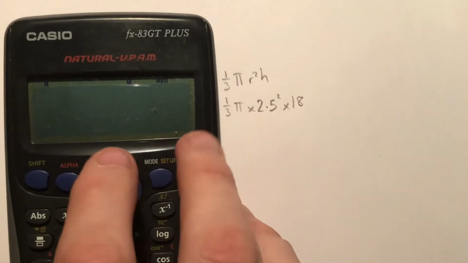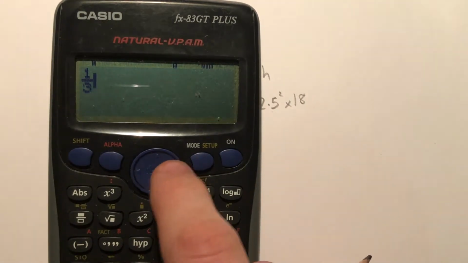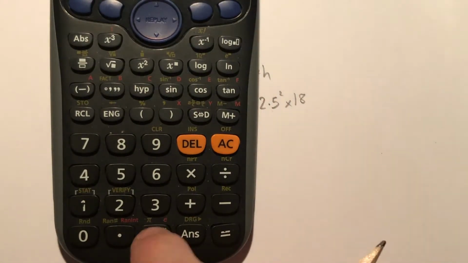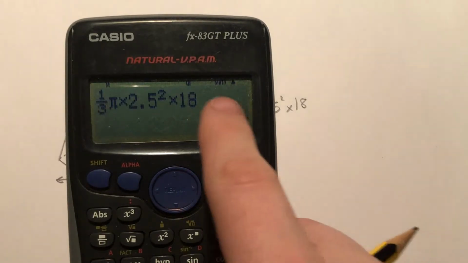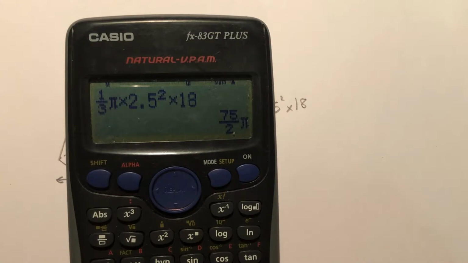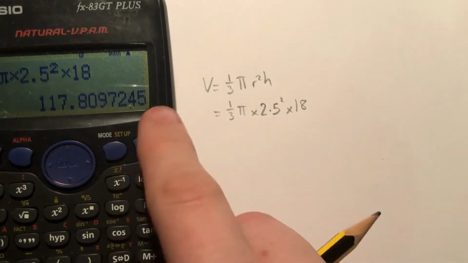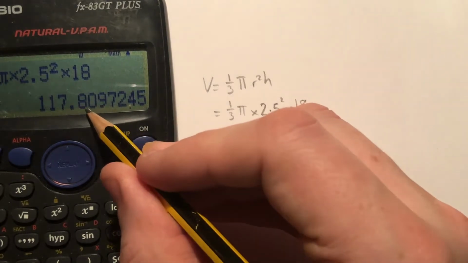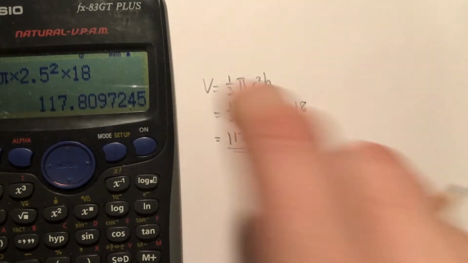We'd want to put this in the calculator then. So we've got 1/3, so press fraction, 1/3, shift, and at the bottom we'll see is where pi is. See, it's in yellow. That comes up on the screen. Times 2.5 squared times 18. Now, we'll get something that's in a fractional form with a pi at the end. We press the SD button, that will give us the exact answer, well, the rounded off answer anyway. So 117.81 to 2 decimal places, centimetres cubed. Okay, that seems easy enough.